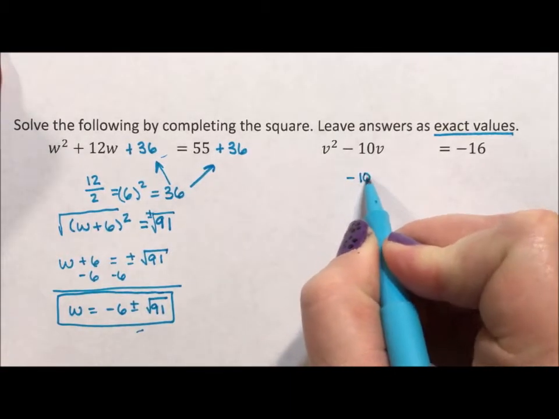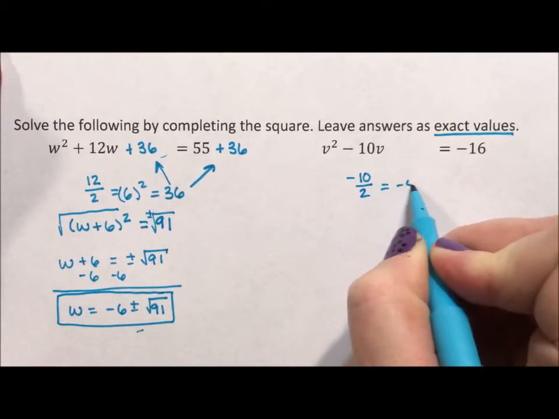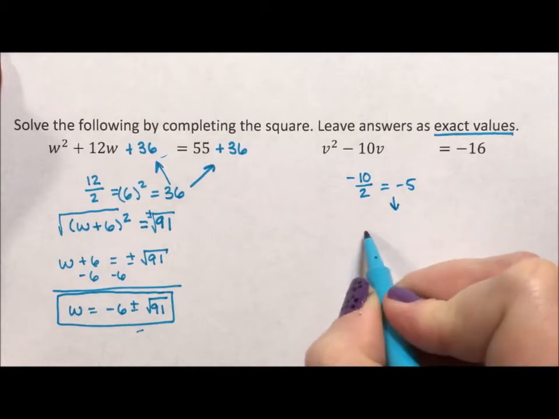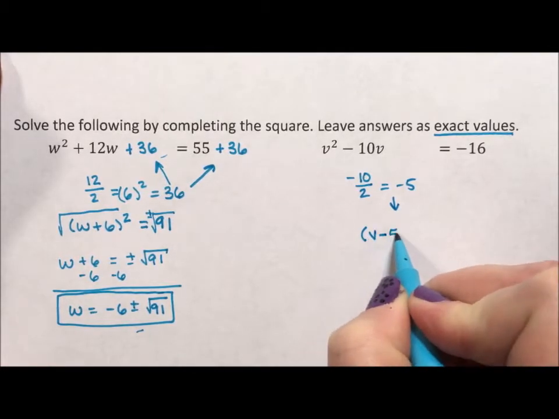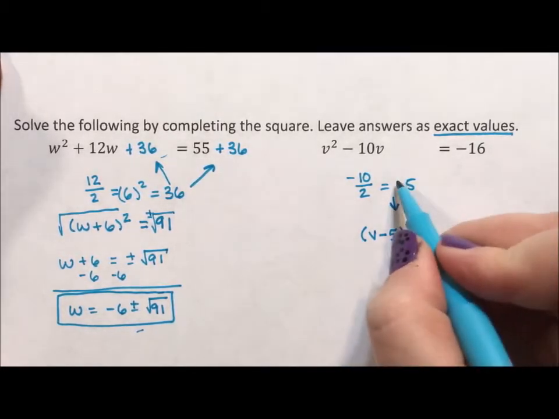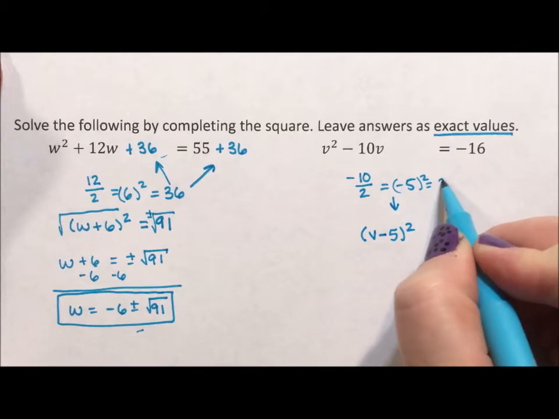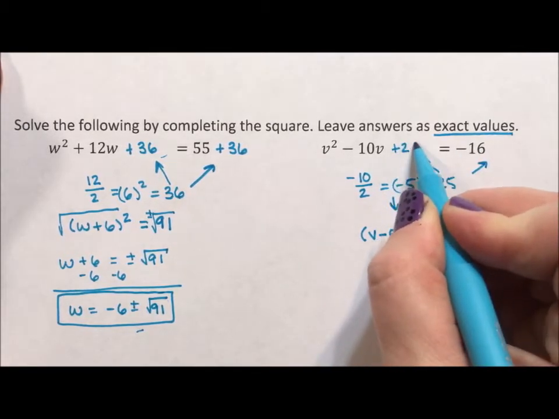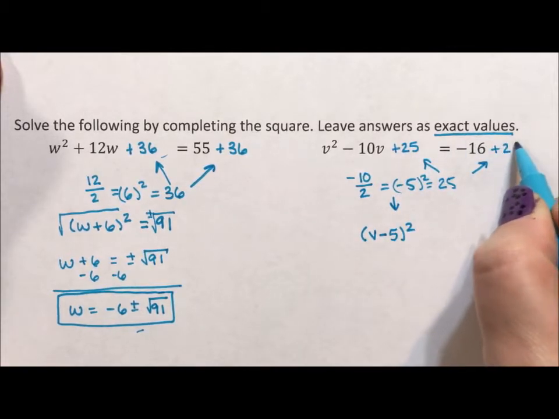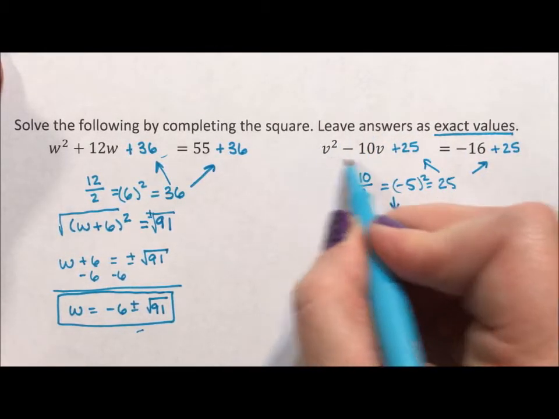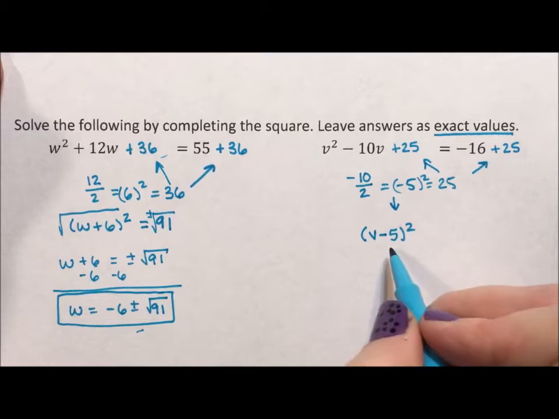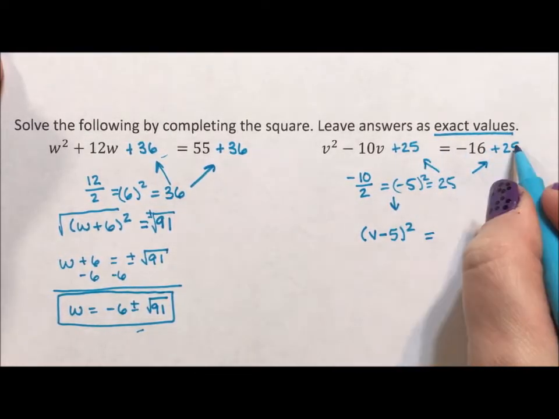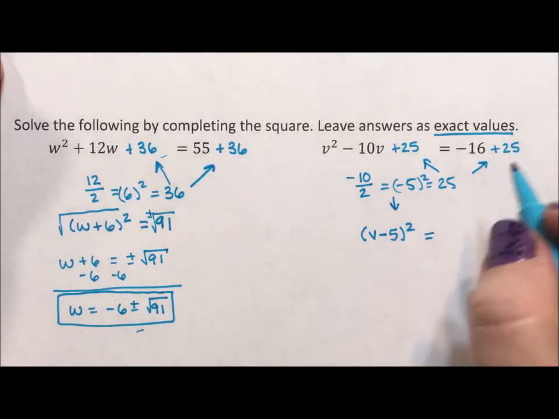Again, we're going to start with the middle value and divide it in half to get negative 5. That number is going down. (v minus 5) squared. I'm going to square my negative 5 to get 25 and add it to both sides of the equation, so that I have this equaling what I'm turning it into. I add it to both sides to keep my equation balanced.